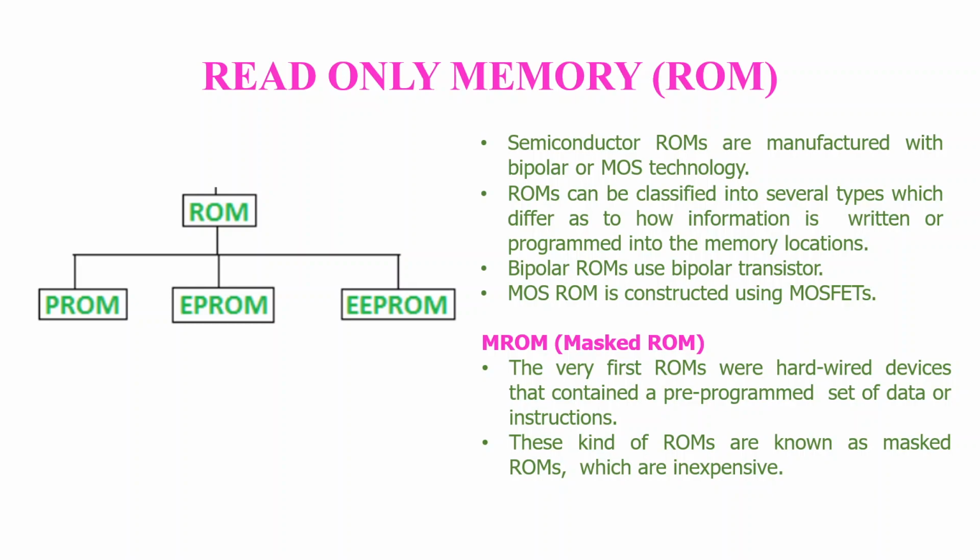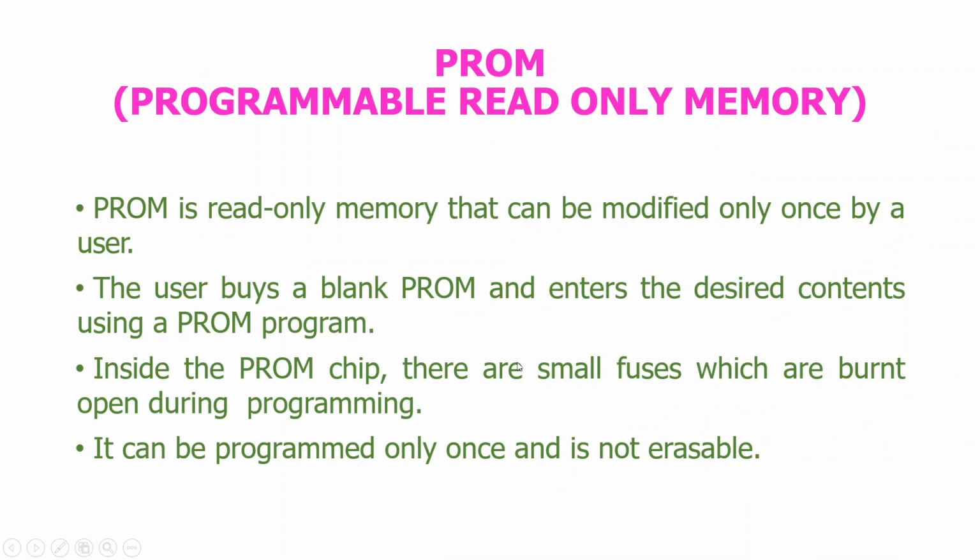Now the types of ROM. Read-only memory is classified into programmable read-only memory, based upon programming capability and other capabilities, erasable programmable read-only memory, and electrically erasable programmable read-only memory. Here we use two types of manufacturing technology, bipolar and metal oxide semiconductor, that is BJT transistors or MOS transistors. The very first ROM is masked ROM, which is very inexpensive. It is not in your syllabus. Now we will see what programmable read-only memory is.